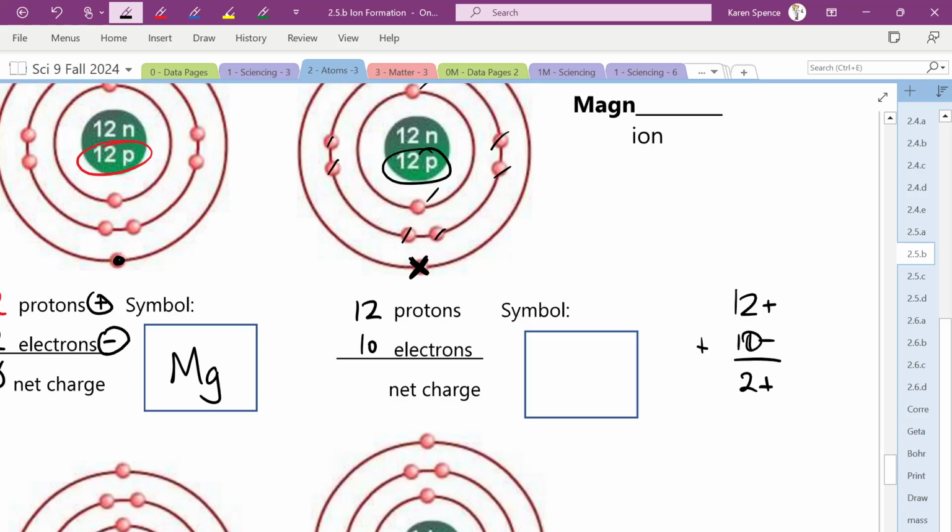So what is our symbol here? 2 plus or plus 2? Okay, either way is fine. Now, metal ions do not change their names. Cations do not change their names.